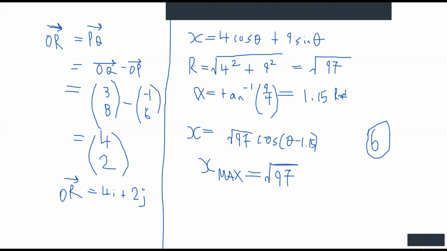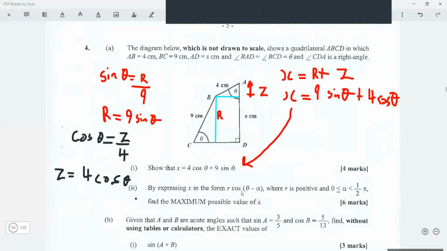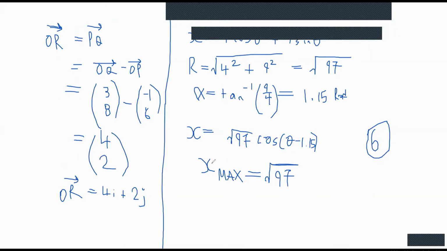Oh, I see it now, sir. Yeah, and then alpha is tan inverse of 9 over 4. Once we get r and alpha, we just plug them back right here: root 97 for r, and alpha is 1.15. Then to find the maximum value, as Jovan said, the maximum value is r. Maximum value is always r, so it's root 97.